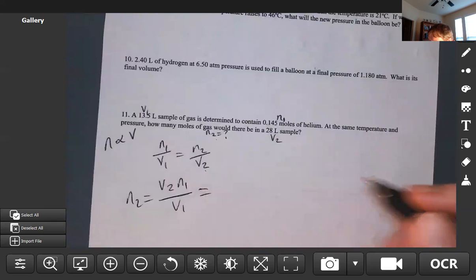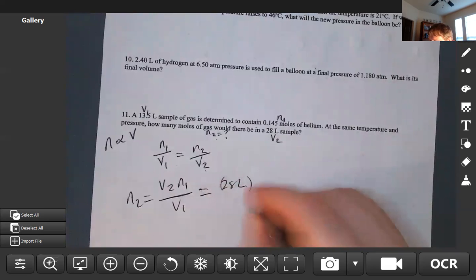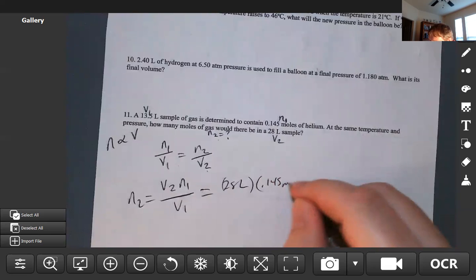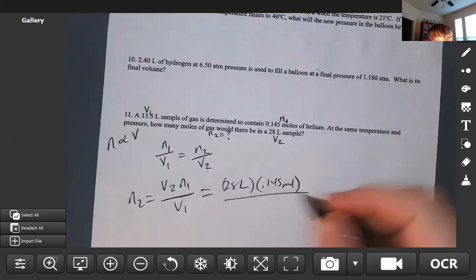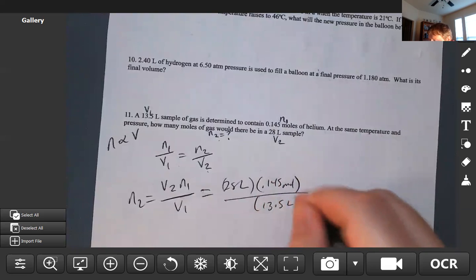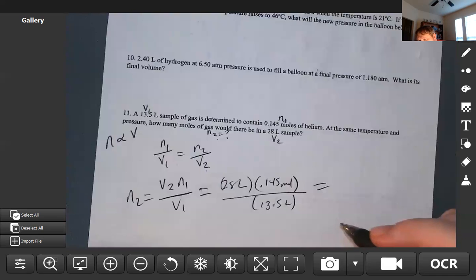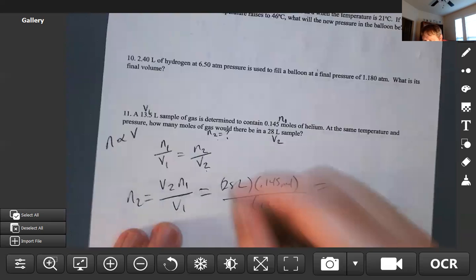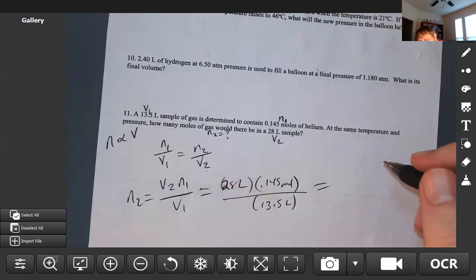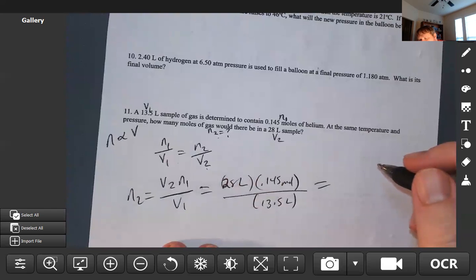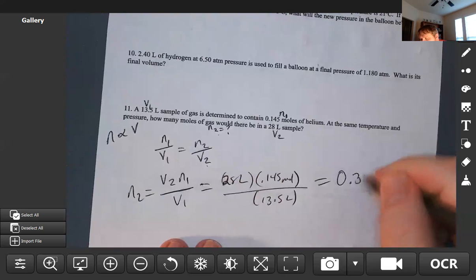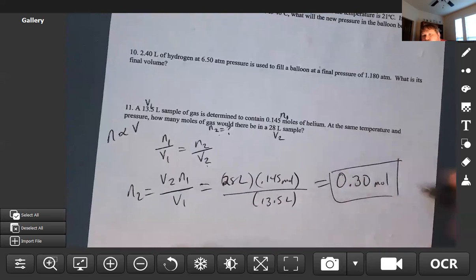All right, we'll plug in and see what happens. V2 is 28 liters. N1 is 0.145. Remember, we're expecting our answer to go up. I'm expecting it to about double, because V1 is 13.5, which is just a little bit more than double the volume. So I would expect the moles to do so as well. So 28 times 0.145 divided by 13.5, and we will round that to 0.3. And there we go. It did just slightly more than double by blowing more air into it. Or it doubled because we blew twice as much air into it.